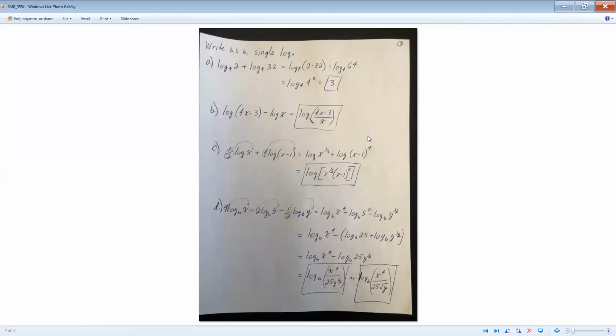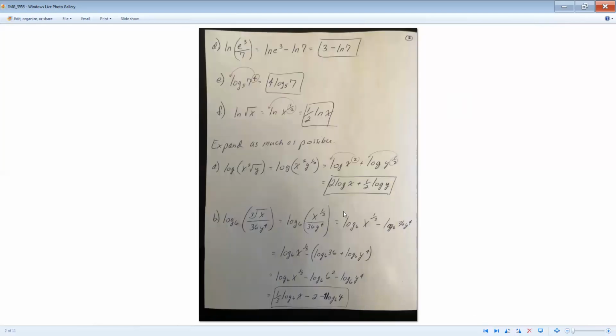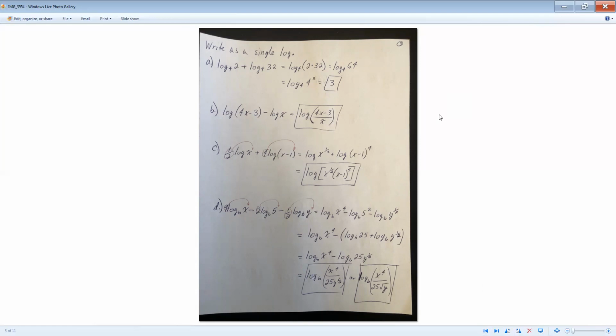All right, let's look at the next one. I want to write as a single log. This time, notice the directions. Before, they asked us to expand. In this exercise, they're asking us to write as a single log, or to subtract. So we want to bring our logs together using the same product, quotient, and power rules.